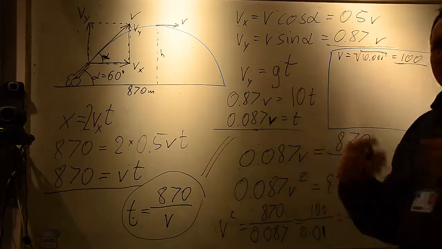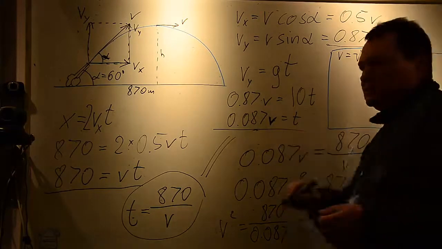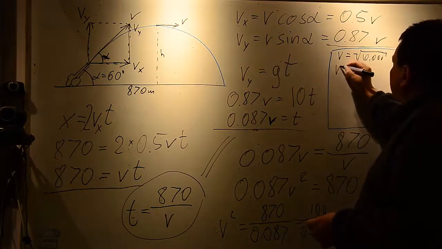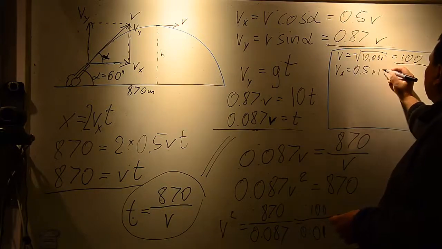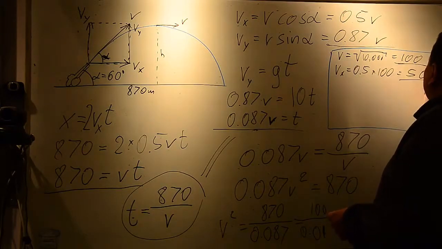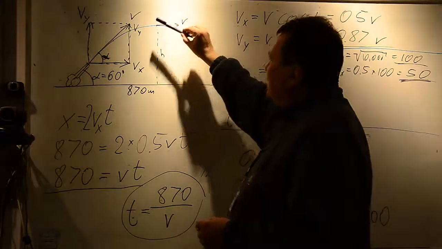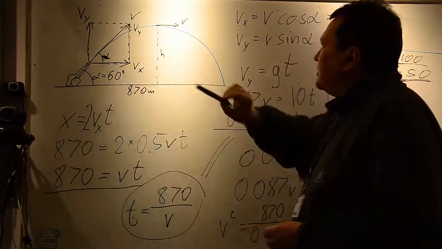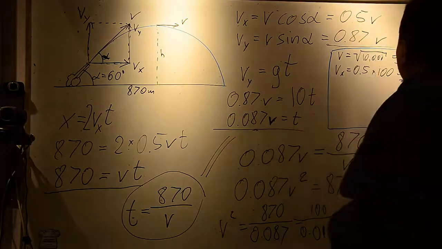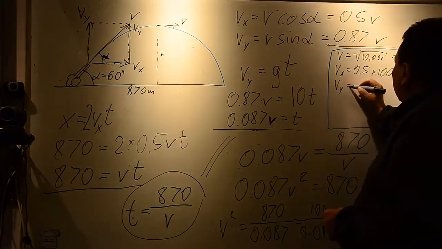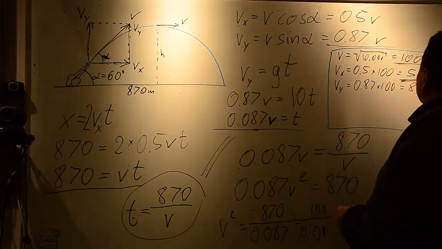So quite easily we got the velocity. Now we know that x velocity is 0.5 times v, so times 100. It's 50, and that's the first of the answers that we have to find. This is the horizontal velocity, so that's the velocity at the highest point, 50 meters per second. The vertical velocity is 0.87 times 100, so it's 87.